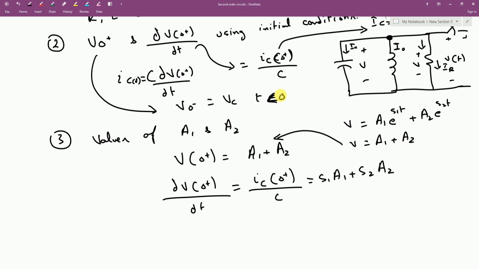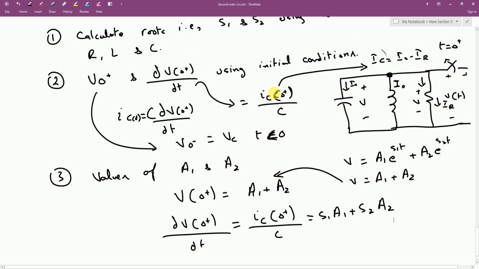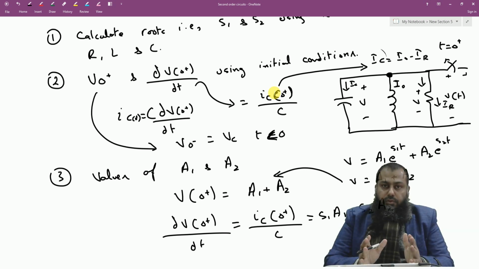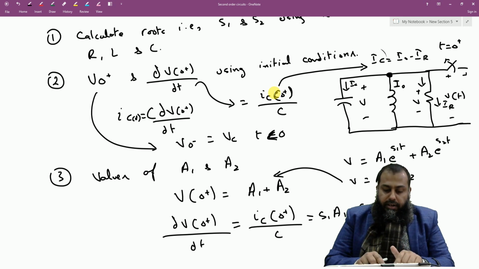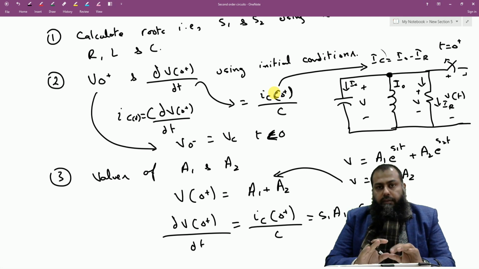Let me revise this again. Based on any given circuit, we first need to find the characteristic equation and the roots of the characteristic equation, which are s1 and s2. Once we have calculated the values of s1 and s2, we use the initial conditions to find dV(0+) over dt and V(0+), and after that we tackle the unknown variables A1 and A2. Thereafter our equation is fully solved, and we can know the current and the voltages through different branches at any given instant of time.